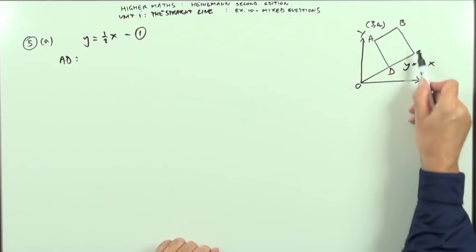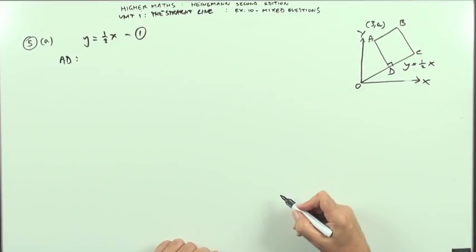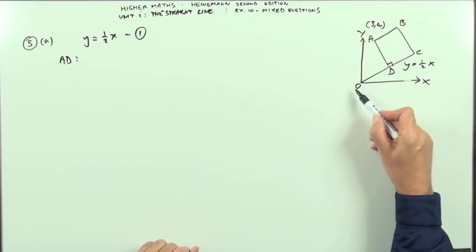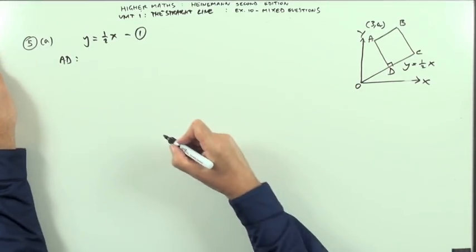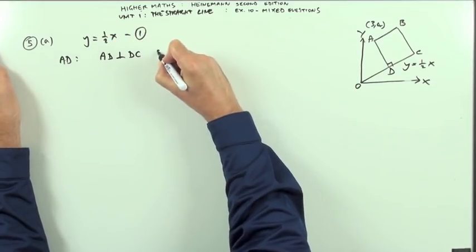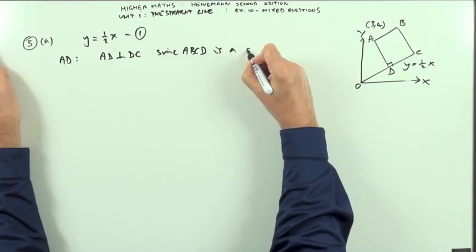Well, since that's a square, that means that ADC, the corner of a square, must be a right angle. Which means that AD is perpendicular to DC. I'll put a wee note first of all. AD is perpendicular to DC since ABCD is a square.